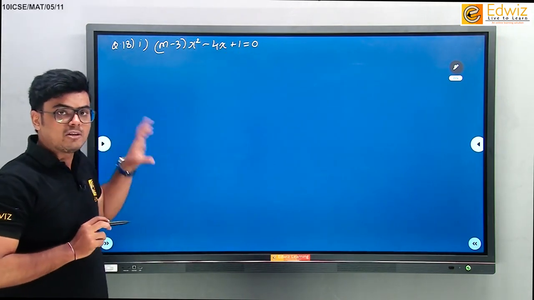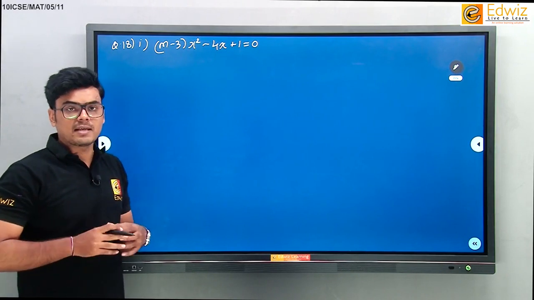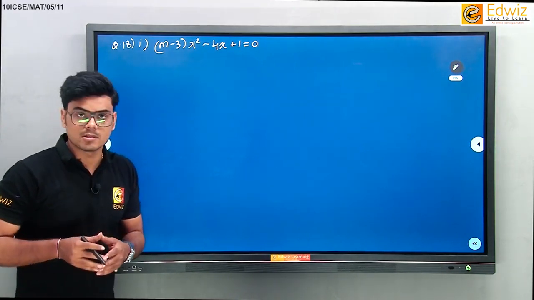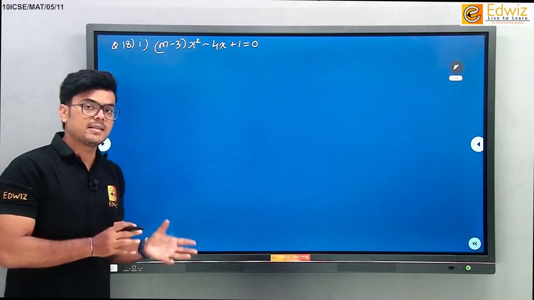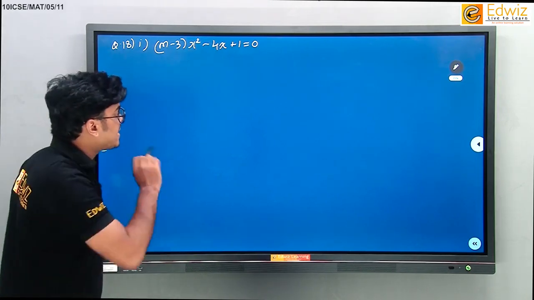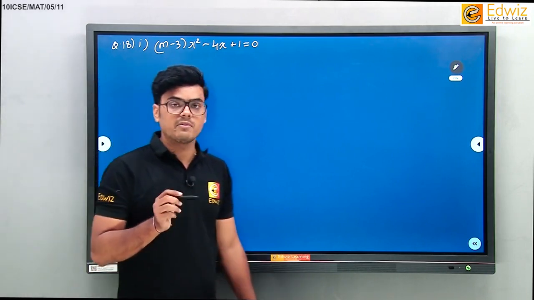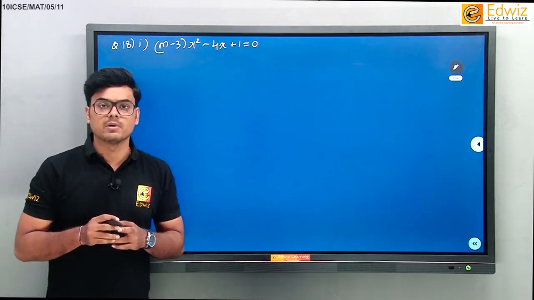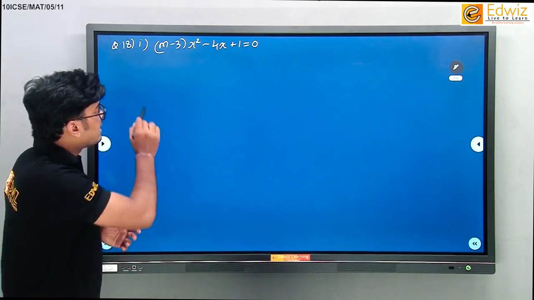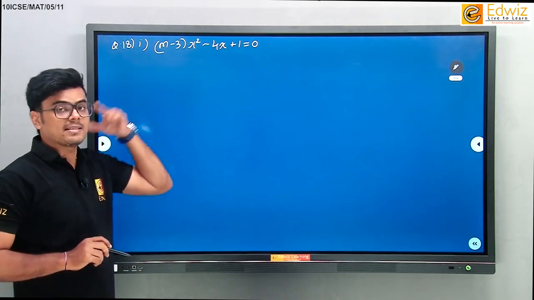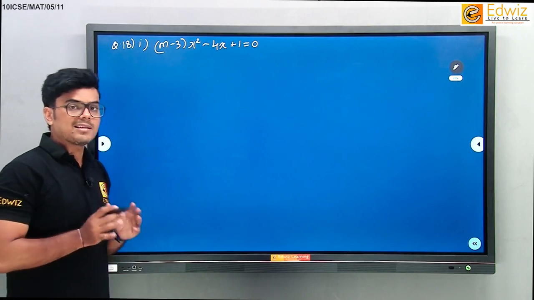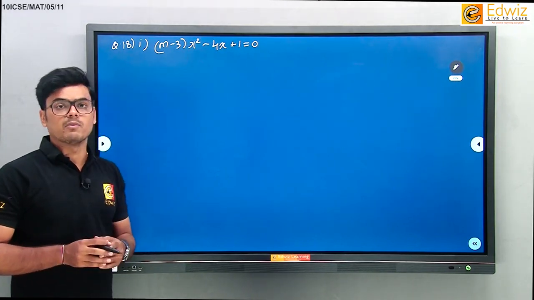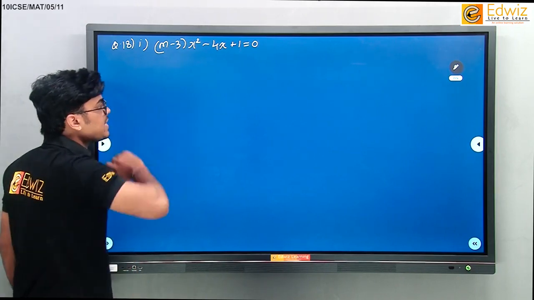And to find the value of m, the information that they have given us is that the equation has real and equal roots. So you know that when we studied nature of roots, when does the equation have real and equal roots? When b square - 4ac for that equation is equal to 0. So if they are telling us that this equation has real and equal roots, we can assume that b square - 4ac for this equation will be equal to 0.